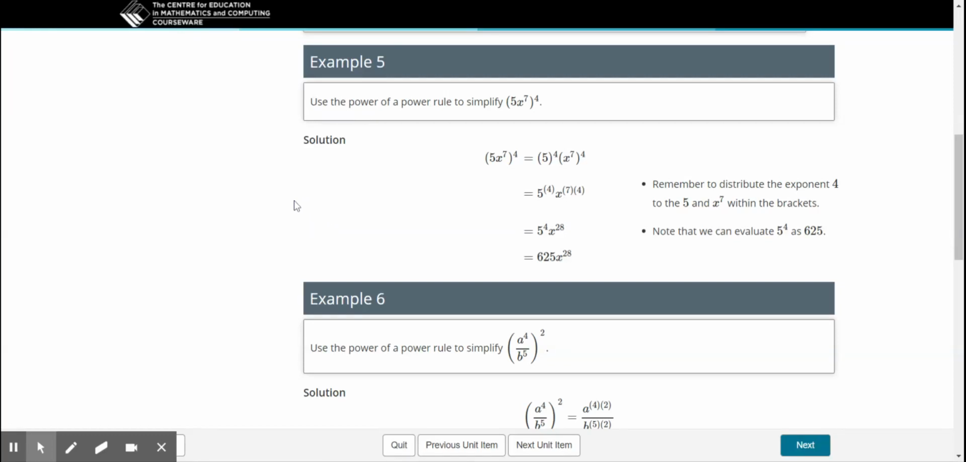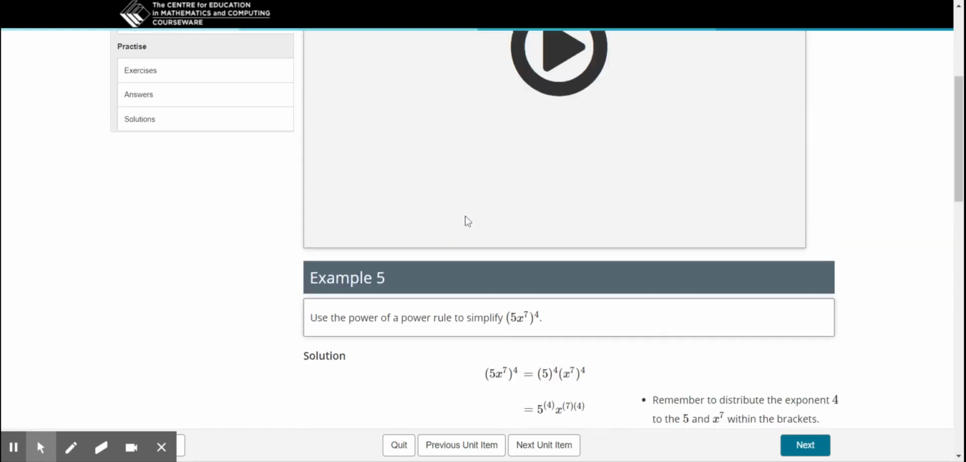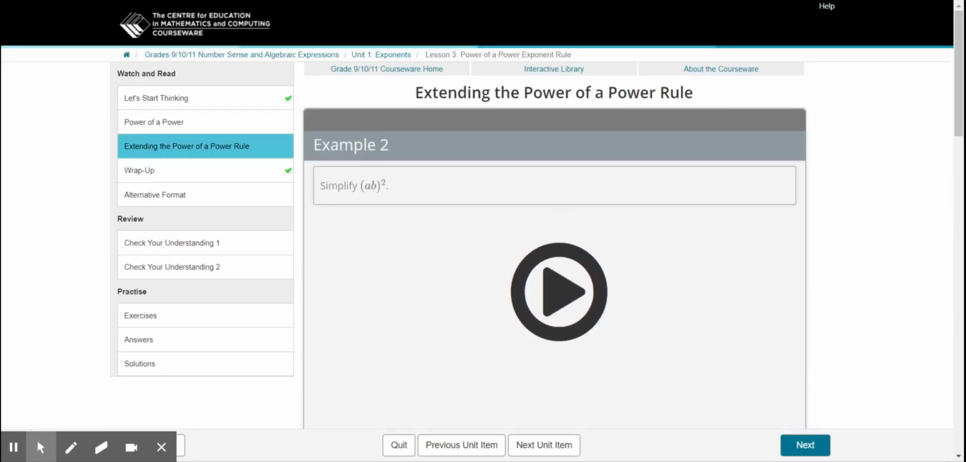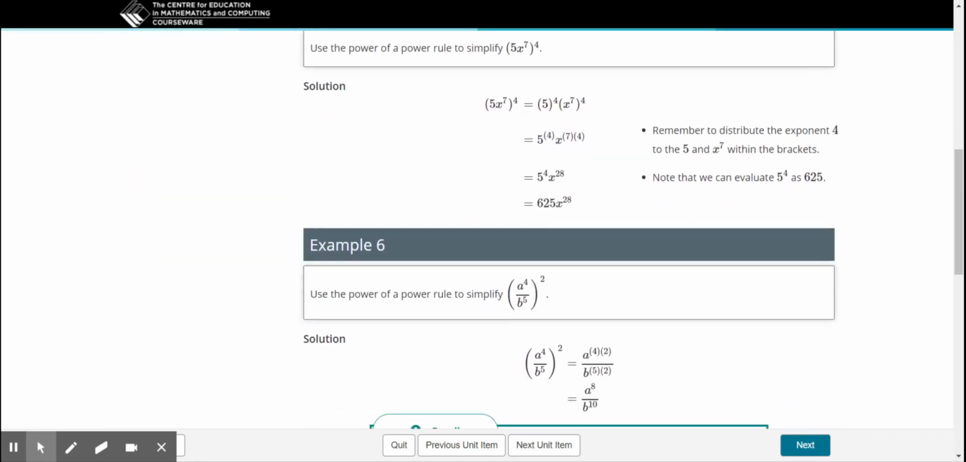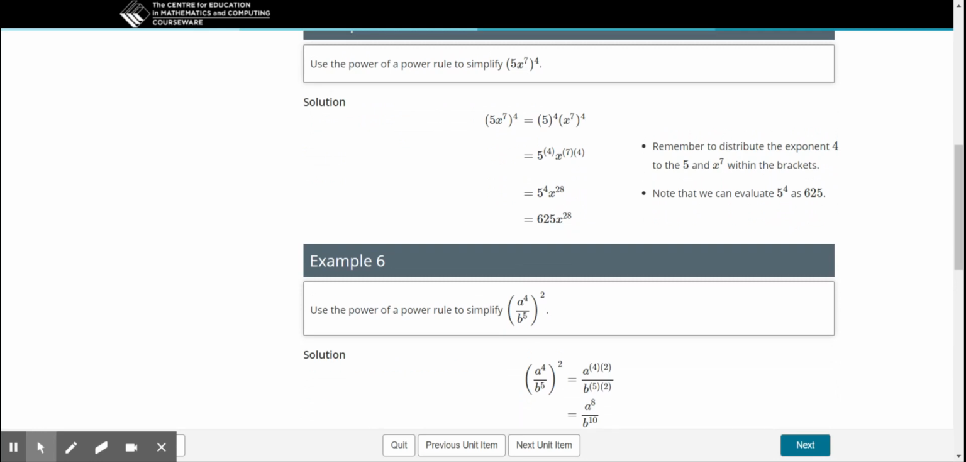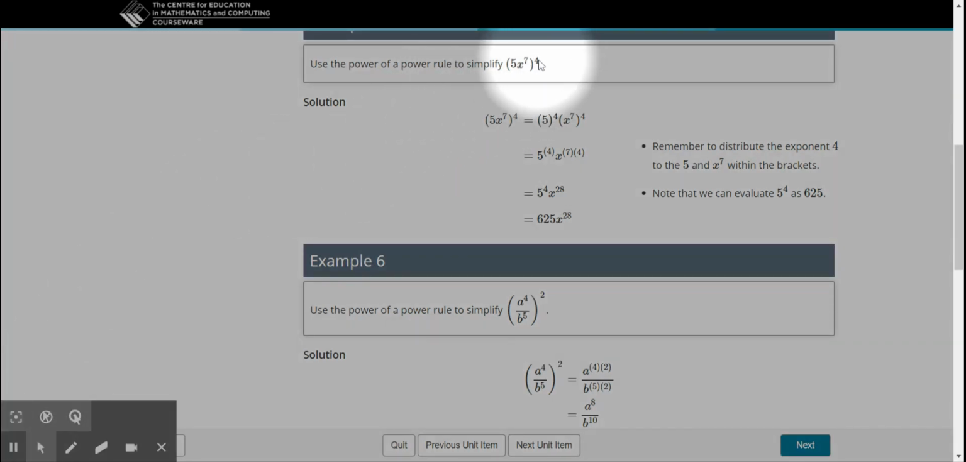Well, we're now going to finish the section on power of a power by looking at some more advanced examples that come from the video you just saw a moment ago, on the same page. We're going to work the examples together, and then you will have time to do a bit of practice. So we're going to begin with this example.